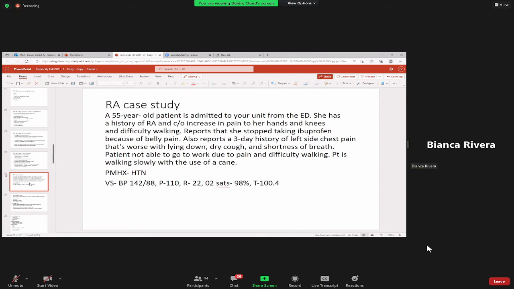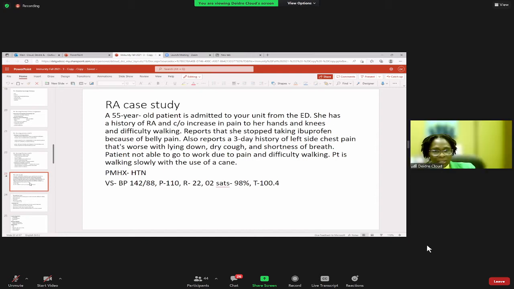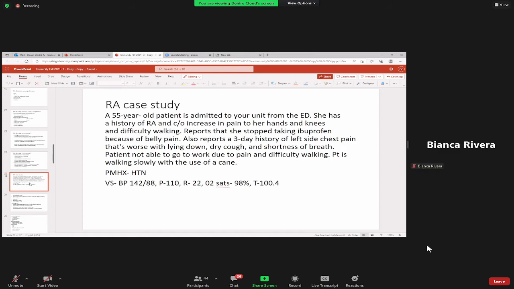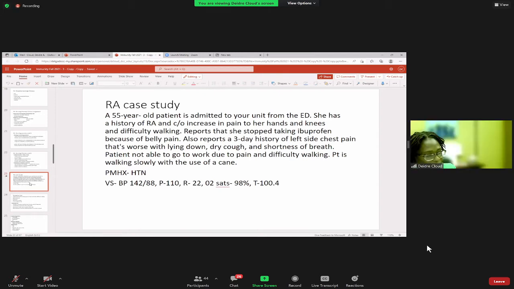The corticosteroids can cause increased blood sugar, increased blood pressure, immune suppression, all those things that we discussed ad nauseam. And don't stop it abruptly. You want to still teach that to your patient.